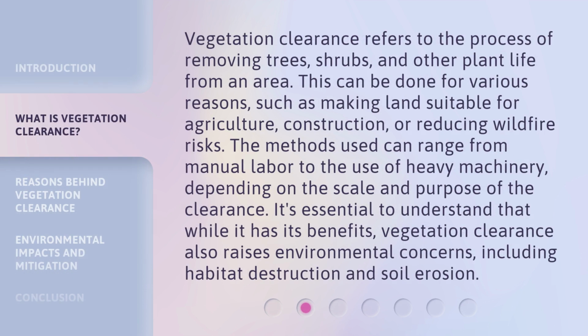Vegetation clearance refers to the process of removing trees, shrubs, and other plant life from an area. This can be done for various reasons, such as making land suitable for agriculture, construction, or reducing wildfire risks. The methods used can range from manual labor to the use of heavy machinery, depending on the scale and purpose of the clearance. It's essential to understand that while it has its benefits, vegetation clearance also raises environmental concerns, including habitat destruction and soil erosion.